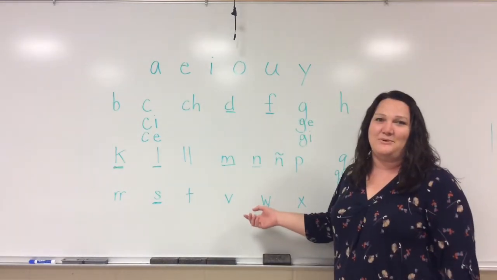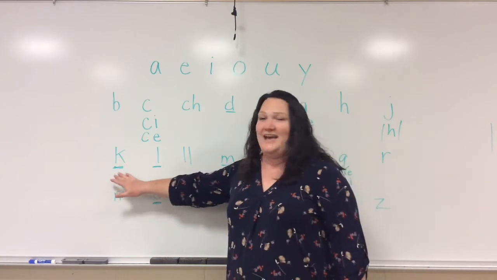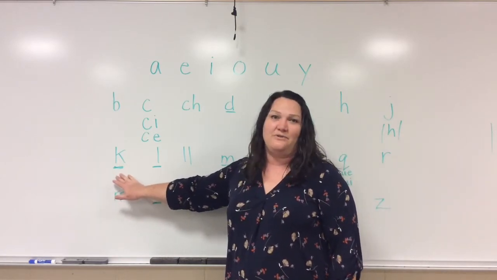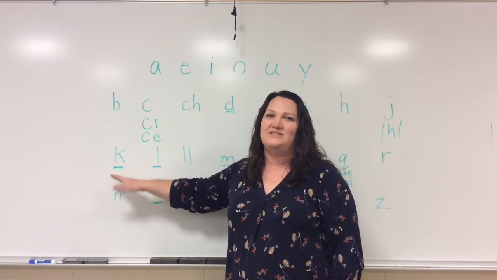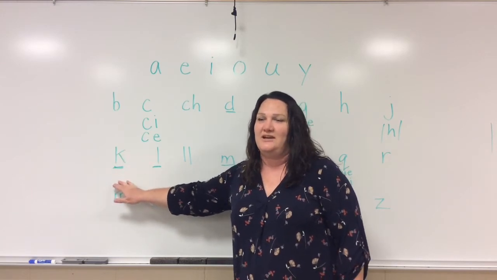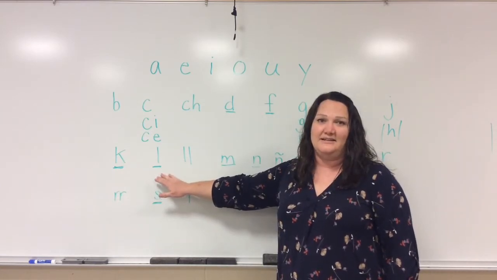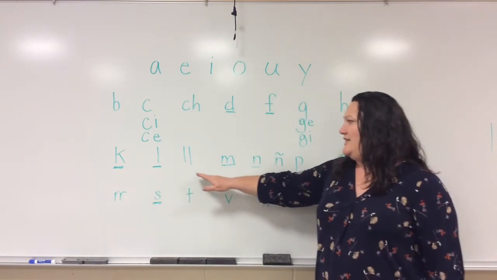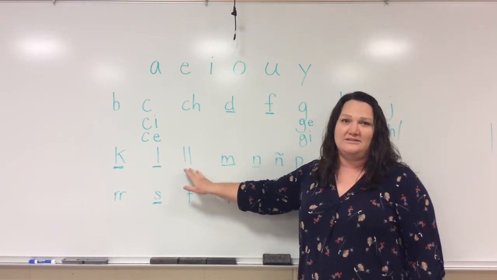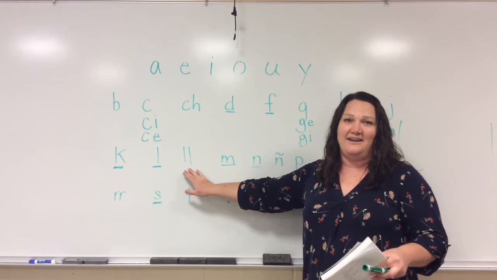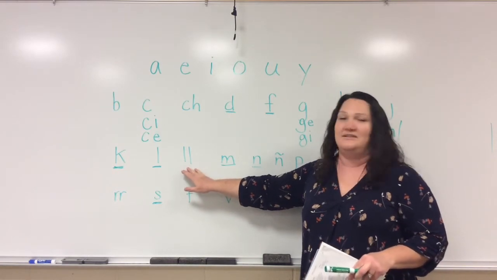All right, so now we're on to our second row. K says K, just like in English. I got it underlined here for you so that you know, oh, underline means say it just like we do in English, okay? So K says K. L says L, just like in English. Now they've got a fun little new letter, double L, and it's going to say yeah, like beyond, okay, beyond, yeah.